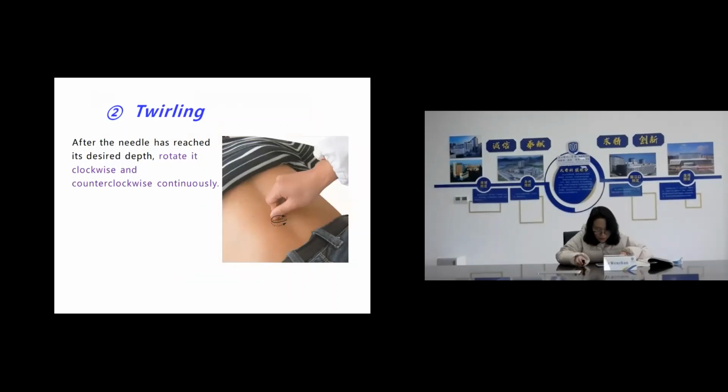Or we can do twirling after inserting the needle to the desired depth. We rotate it clockwise and counterclockwise continuously. Pay attention, don't rotate in the same direction. We should rotate clockwise and counterclockwise. Here is the main manipulation of the needle.